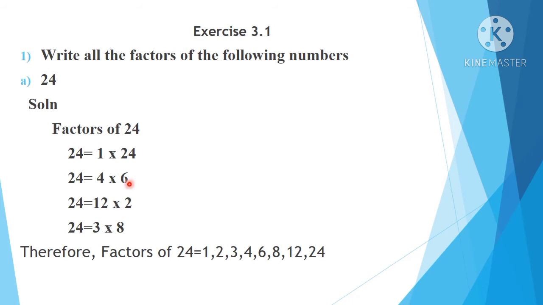So for 24, what are the factors we got? Arrange the numbers in ascending order and write: 1, 2, 3, 4, 6, 8, 12 and 24. These are the factors of 24. Factors means 24 is divisible by 1, by 2 and by 3. By these numbers 24 is divisible, so we can say that these are the factors of 24.